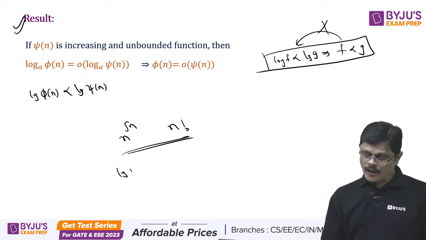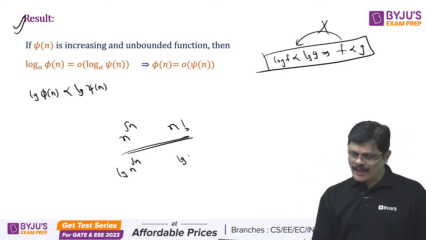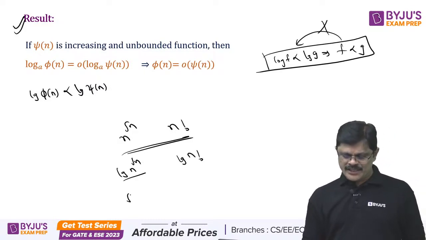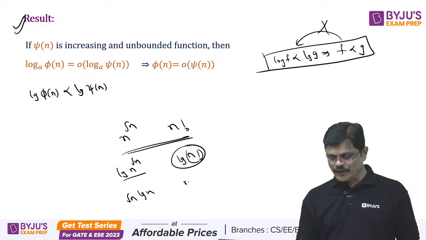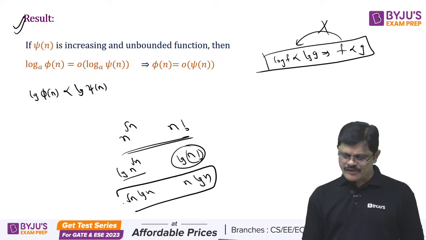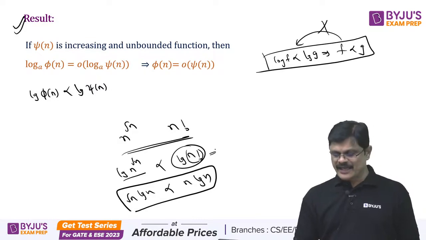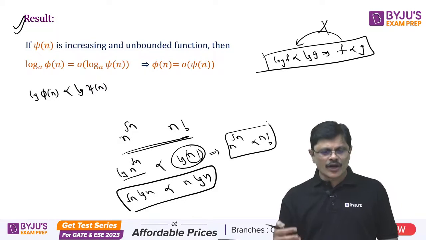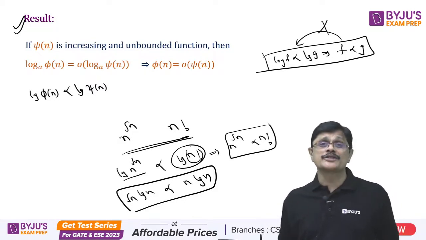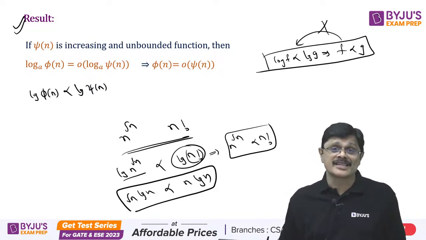So here you take log of n root n, and log of n factorial. The first is root n log n, whereas log n factorial is n log n. Out of these two, which one is smaller? This is smaller. That is, log of this is smaller than the other, which means n power root n is smaller than n factorial, my dear friends. So you can solve such problems very easily if you know such basic and important results.